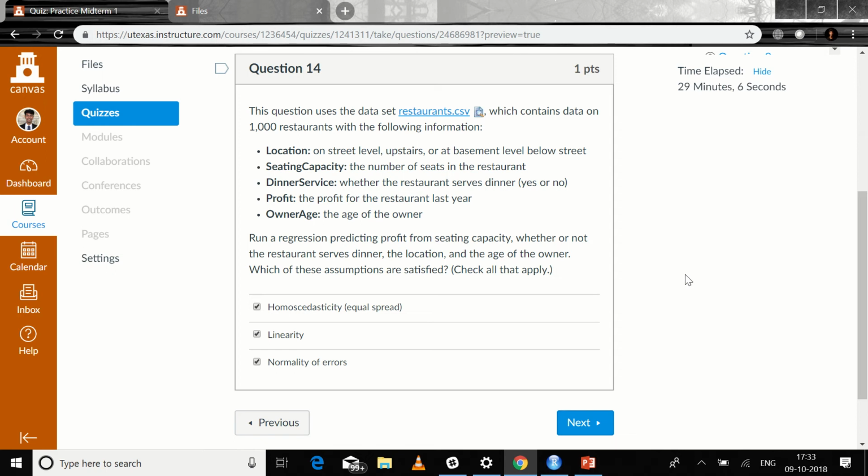Honestly speaking, it's very difficult to visually analyze something and say if it's absolutely equal spread or not. So if such an ambiguous question arises, it would be worded in such a way that they're asking you to give an approximate answer. It'll be like, is it roughly homoscedastic? Is it roughly normal?